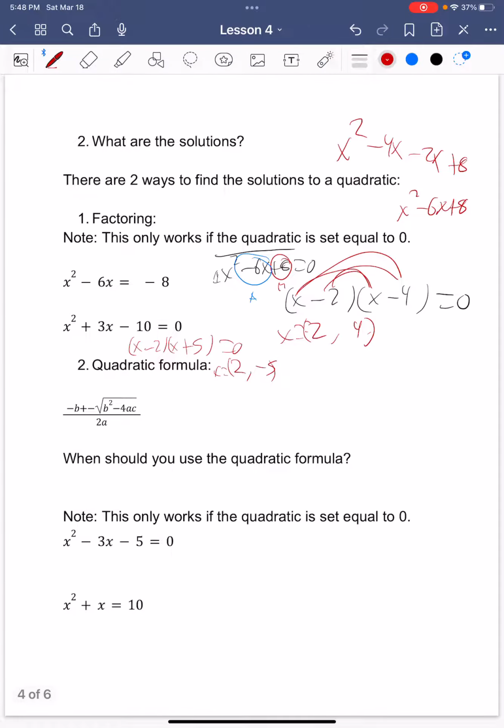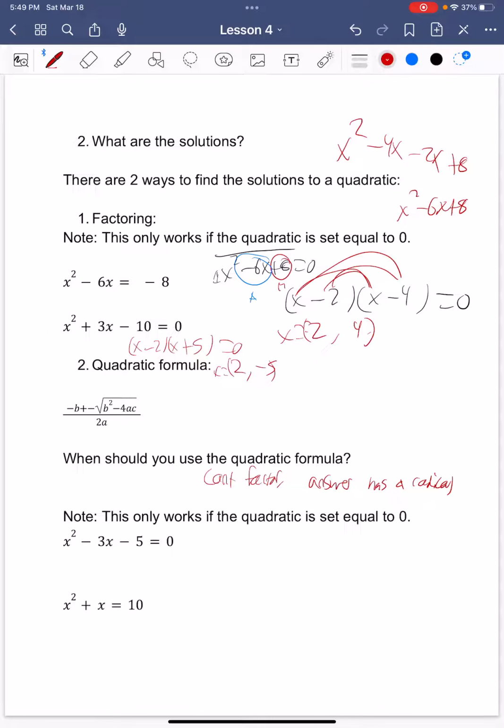The quadratic formula is another way. This is negative b plus or minus the square root of b squared minus 4ac over 2a. And when should you use this? When you can't factor, or when the answer, specifically in multiple choice, has a radical in it. For instance, if answer choices A, B, and C are negative 2 plus root 5, negative 2 minus root 5, negative 3 plus root 7, then you know that you should use the quadratic formula.